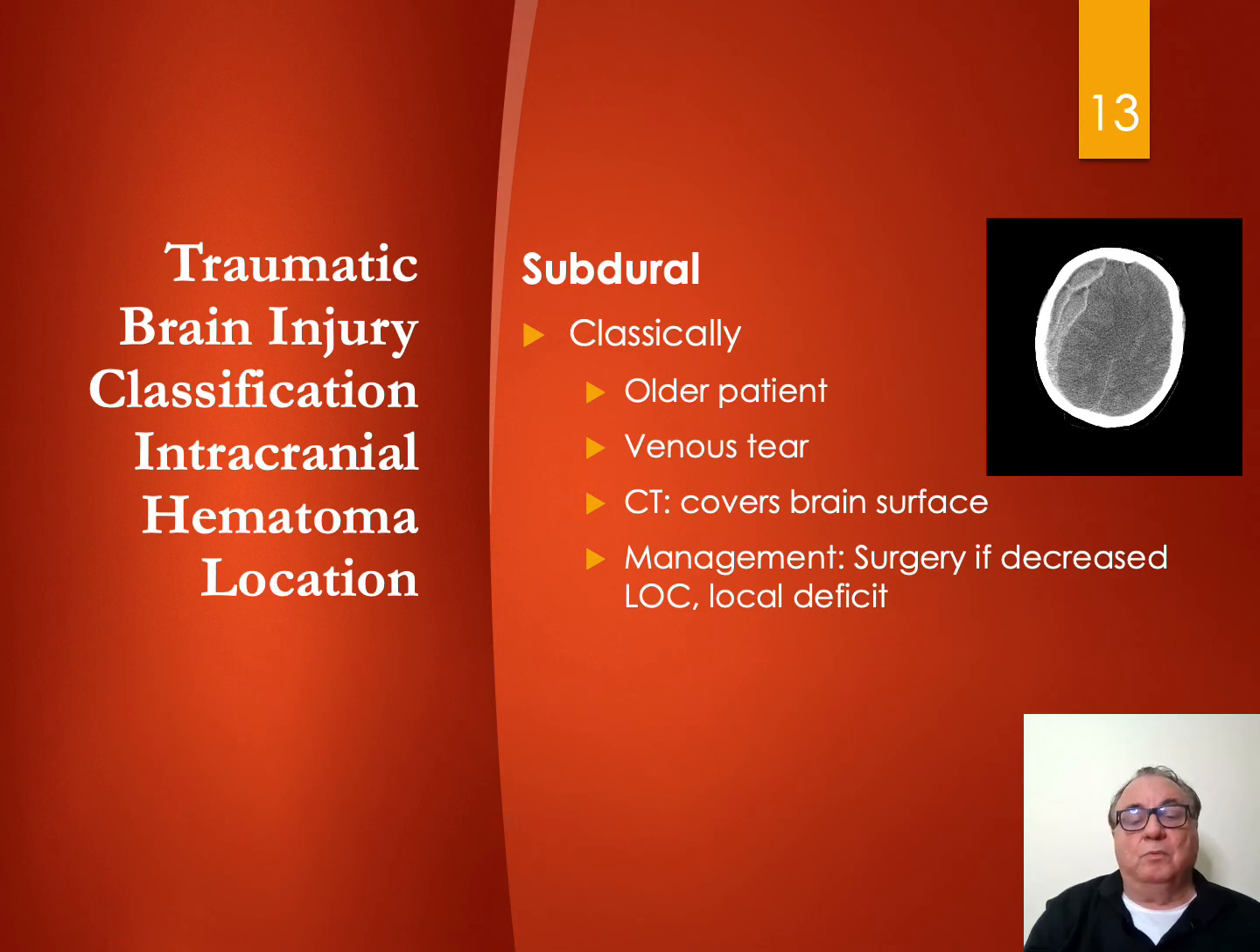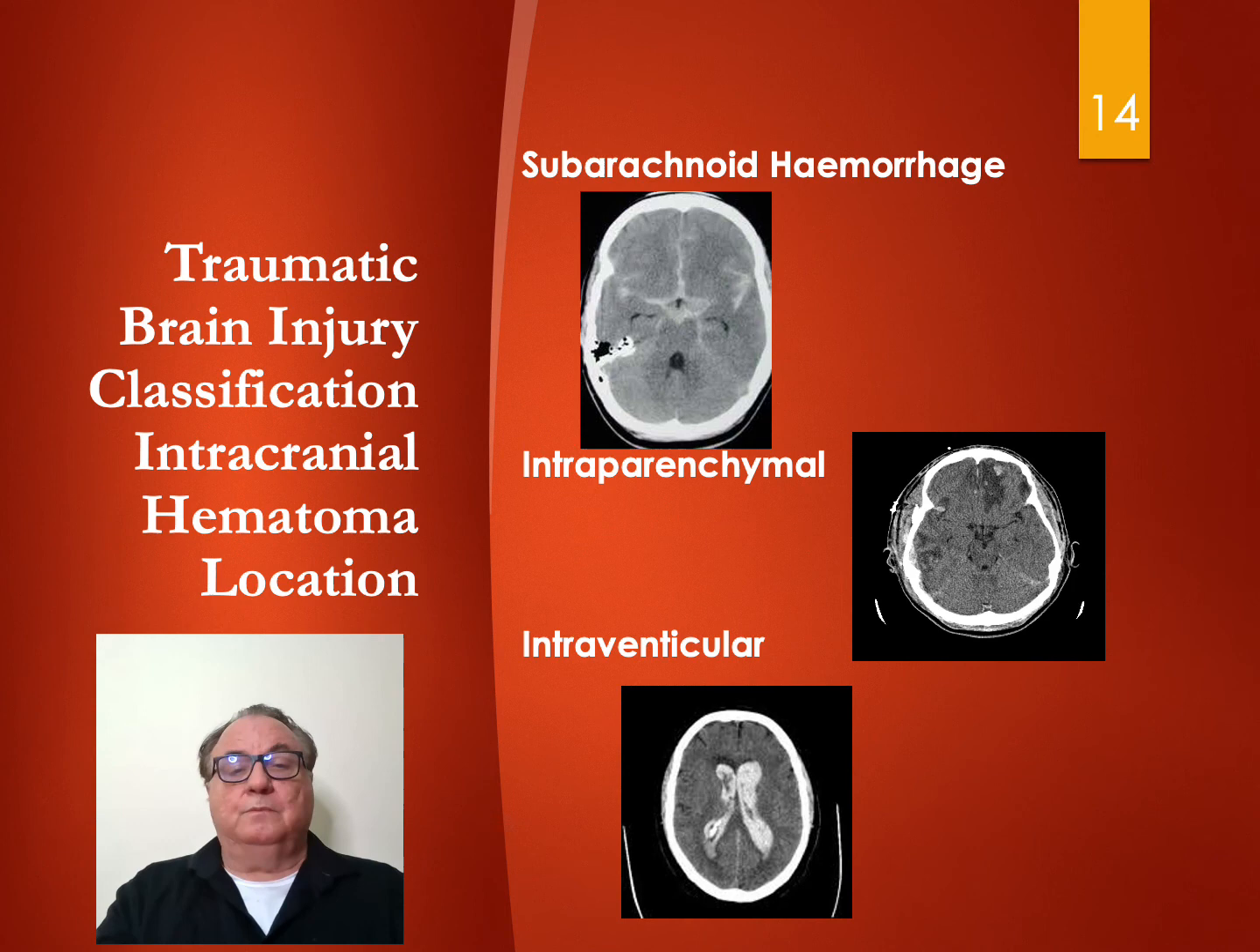The subdural hematoma. Classically, this is for the older patient, with a venous tear. This is the chronic subdural, as opposed to the acute subdural where there is direct head trauma. The CT scan will show blood covering the brain. The management is surgery if decreased level of consciousness occurs. Other hemorrhages: subarachnoid hemorrhage, intraparenchymal hemorrhage, intraventricular hemorrhage.